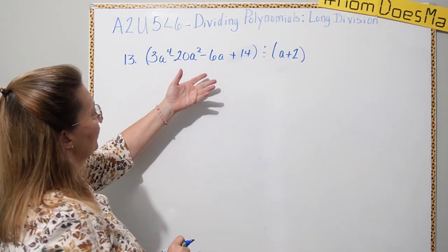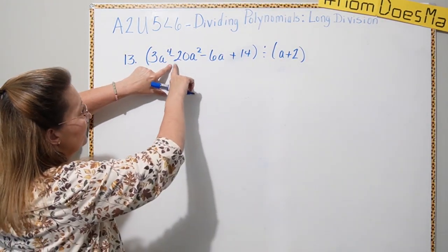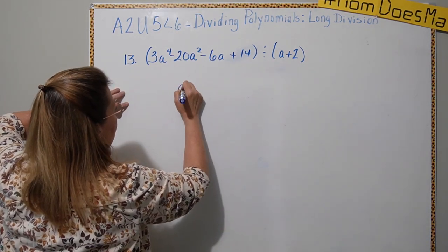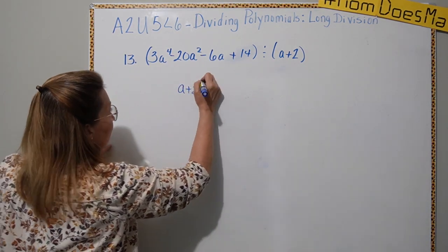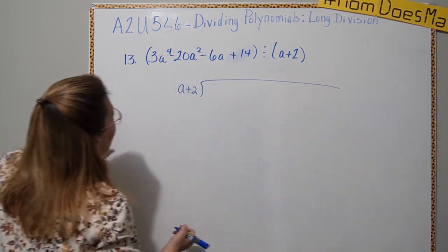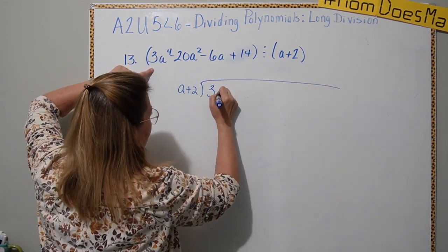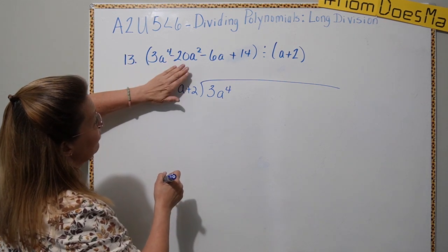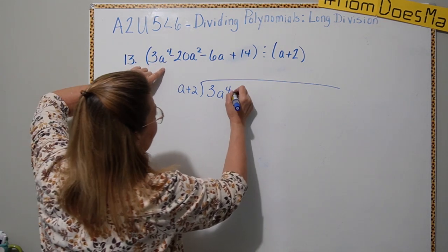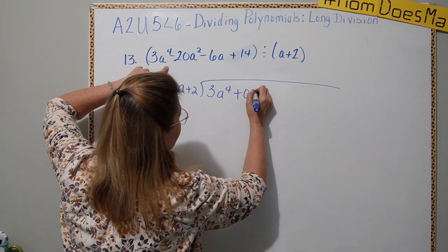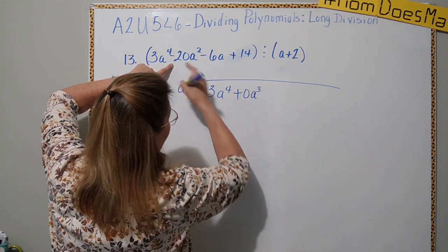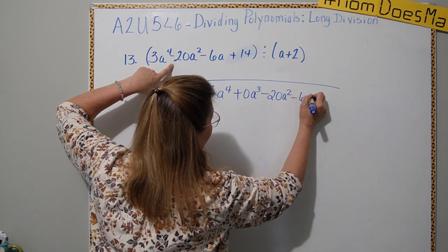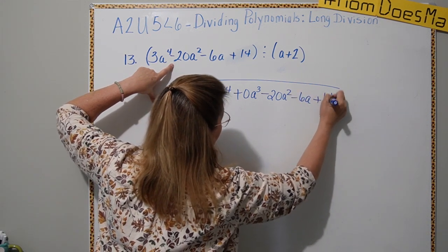Okay, on number 13, I noticed right off the bat that I'm missing my a to the third power. So let's take our divisor, and we're going to put it on the outside of our little division house. Now we're going to have 3a to the 4th. All right, I need to put a place in here. Now remember, this minus sign belongs to the 20. So what I'm going to insert is a plus 0a to the 3rd. And then I'll have my minus 20a to the 2nd minus 6a plus 14.